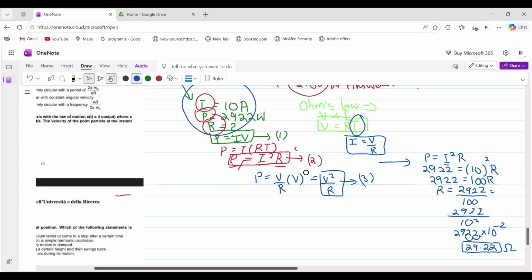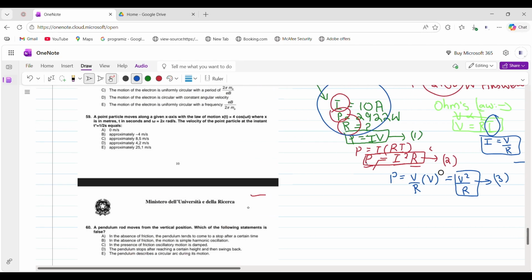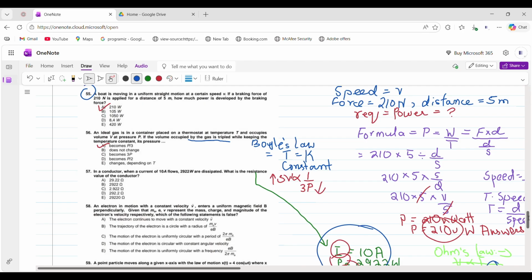So the unit of resistance is ohms. So basically 29.22 ohms. 29.22 ohms. Let's see if we have this in our options. And yes, option A is the right answer. 29.22 ohms. Okay.